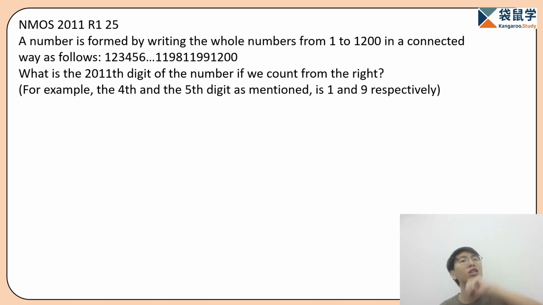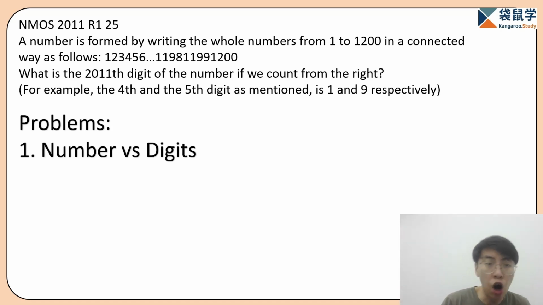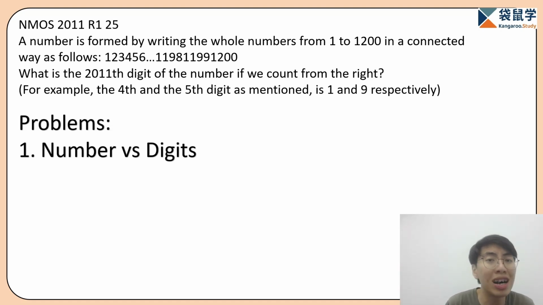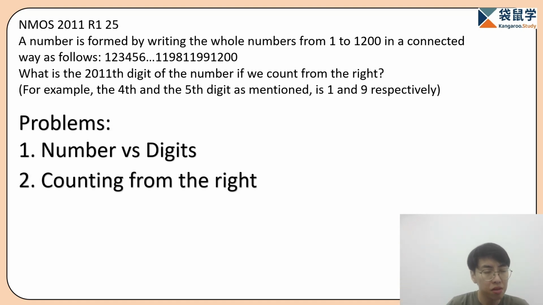And that is because there are two major problems. The first one being that I have so many numbers, and what is the relationship between the numbers as well as the digits? Because each number has a different number of digits. And secondly, not just that, there's also the problem where we are asked to count from the right. So let's not worry about it. Let's take a look at how we can solve these problems one by one.